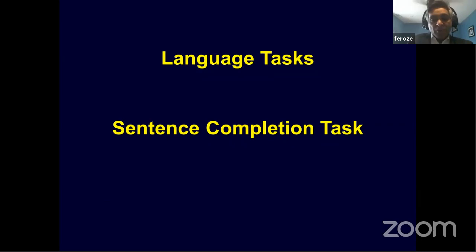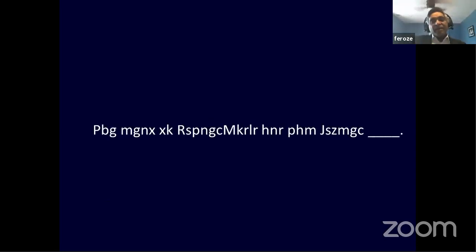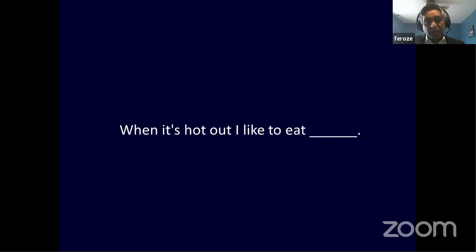I'm going to give you an example of a sentence completion task where the rest condition is a gibberish, nonsensical sentence. You should specifically ask patients not to make any sense out of it, because sometimes they may try to make sense out of the sentences. And then it is followed by sentences that make sense, and they're supposed to read the sentence, for example, before going to bed, you should brush, and when it's hot out, I like to eat ice cream or whatever.